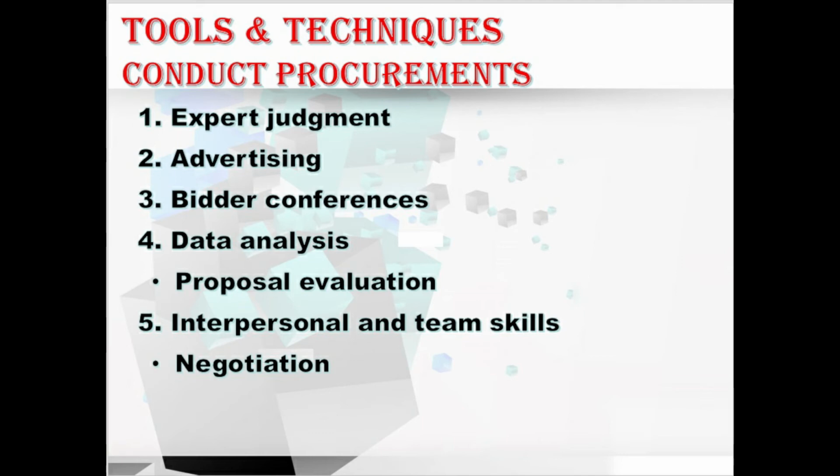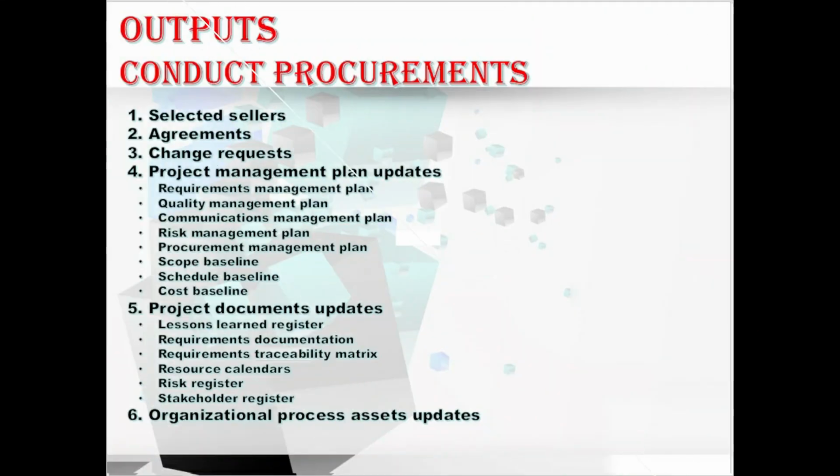So here we have completed all the tools and techniques of the conduct procurements process. Let's move to its outputs. In the outputs, first we have the selected sellers. The selected sellers are those who have been judged to be in a competitive range based on the outcome of the proposal or bid evaluation. So this is about the selected sellers.